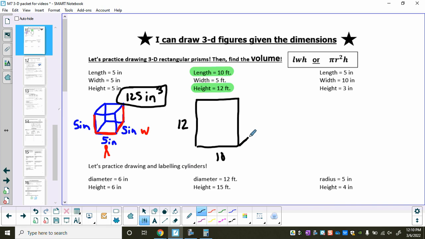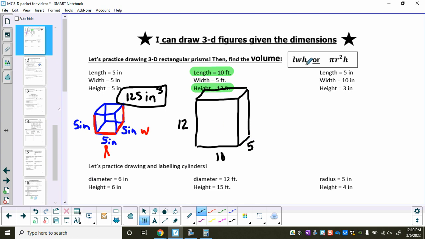So I'm just going to go like here, then here, and then one more. All 3 of those lines kind of are parallel to each other. And then you can just drop a line from here to here. And then you can connect right here. And then we can put a 5 like right there. And there is the 10, the 12 is the height, and then the 5 would be the width like that. So we just drew a realistic prism given these dimensions.